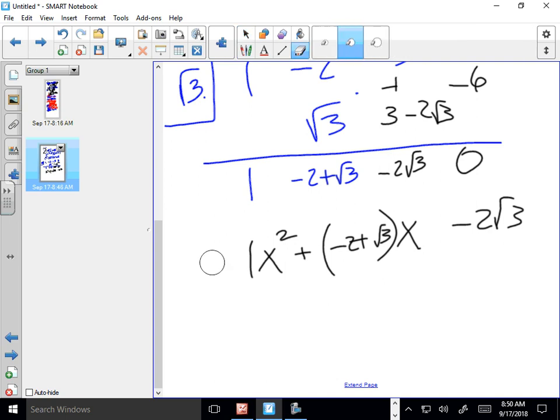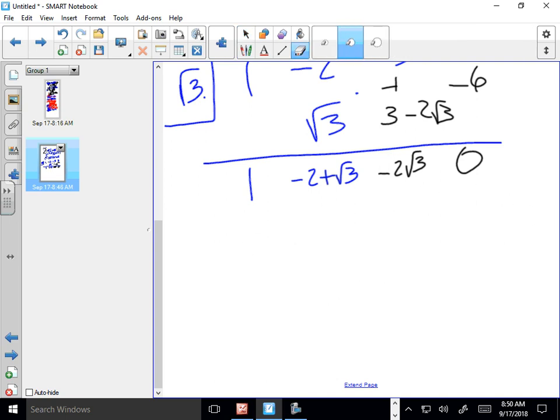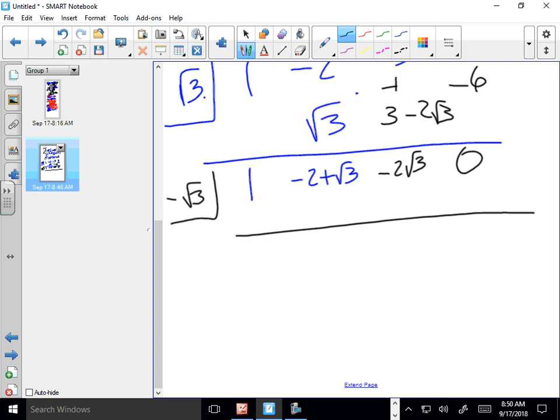Okay, well, I hear you're suffering, and I know it because I'm doing it, but we also know from Jason that negative root 3 is a root here. And so I'm now going to take that 1 and do negative root 3. And when I add these, I get negative 2. And when I multiply these, I get positive 2 root 3. And I get my 0.